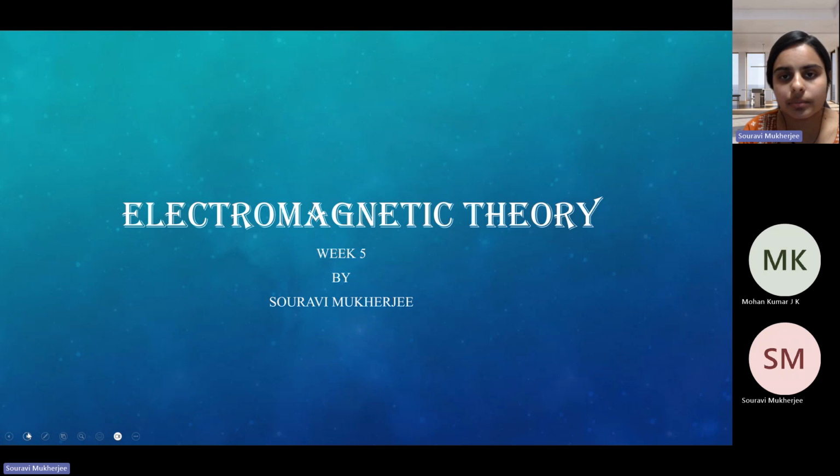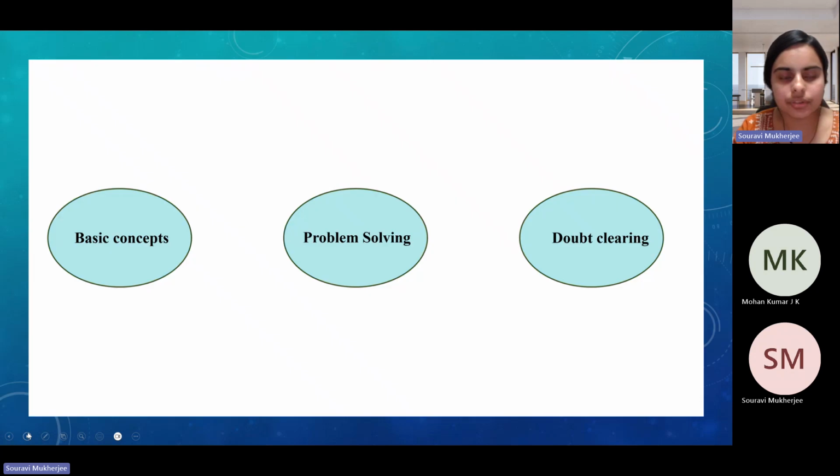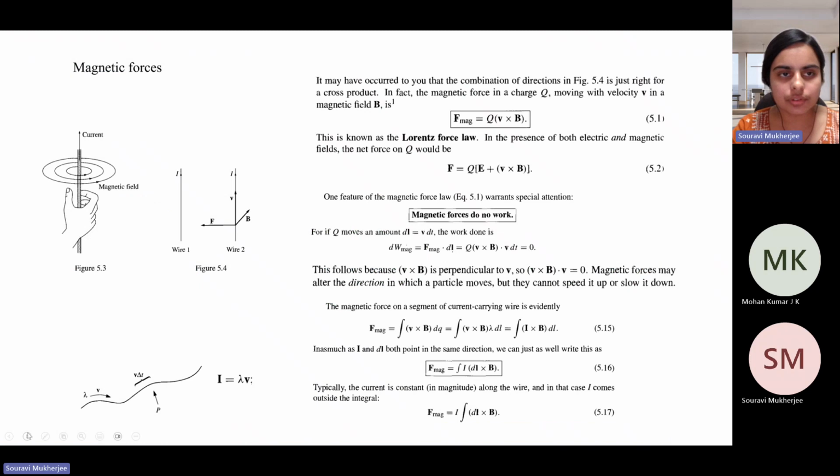So we would talk about magnetic forces, and we would also discuss how to make use of free currents that we provide in order to find the total field, and how magnetization comes into the picture and things like that. So we would discuss the basic concepts and some problems we would like to solve, and then if you have some doubts we'll try to address them. Okay, so now let's start with magnetic forces.